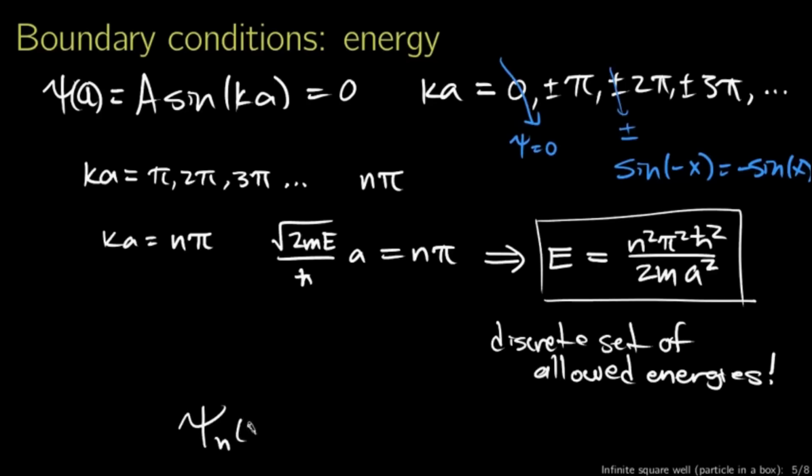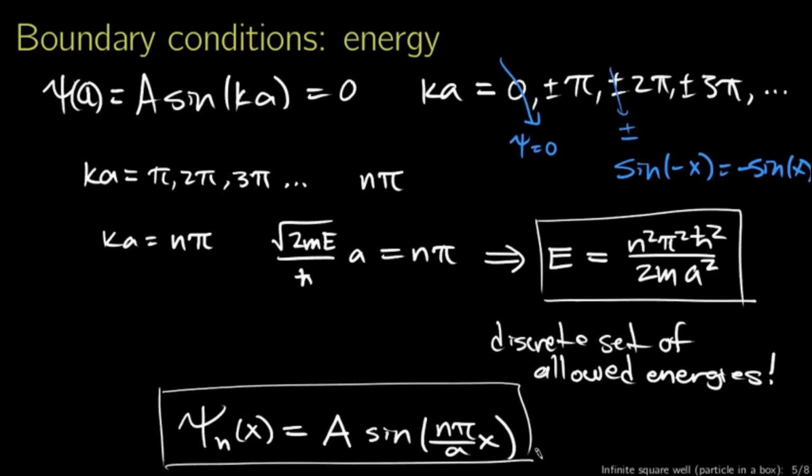We don't have just any possible value, and they're going to be big A, a normalization constant, times the sine of, and if you substitute all of this back in, Ka is n pi. What we end up with is n pi over a times x inside our sine function. This is our wave function, the spatial part, our solution to the time-independent Schrödinger equation. There's only a discrete set of them, and that's interesting. That is the quantum in quantum mechanics.